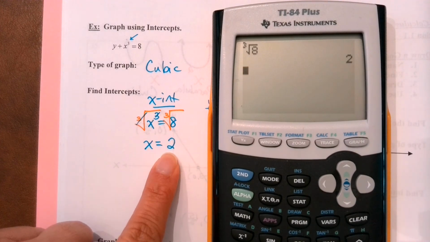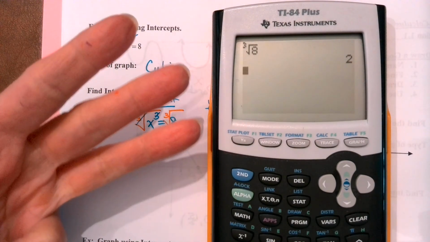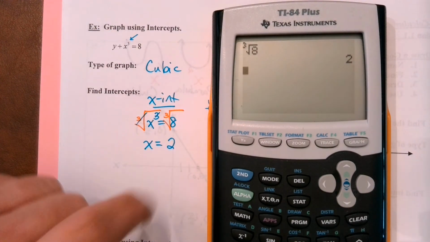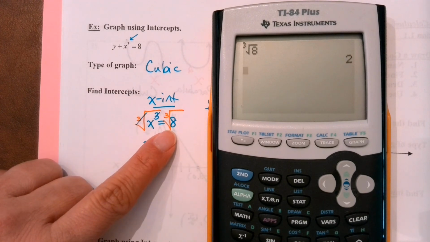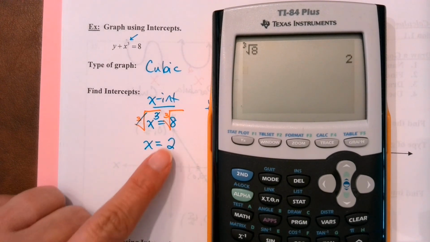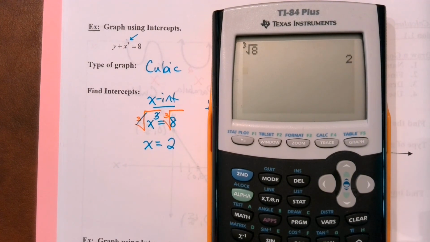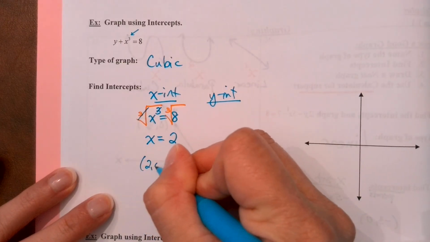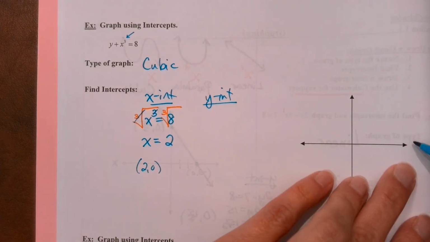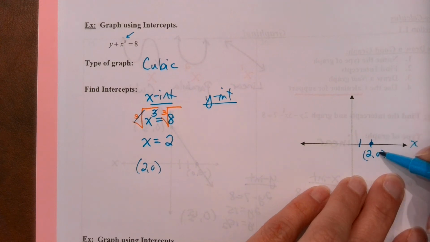And that comes out to be 2. And the question is, is it plus or minus? Does 2 times 2 times 2 make 8? Yes. Does a negative 2 times negative 2 times negative 2 make positive 8? No. So when you're doing the cubed root, positives come out positive, negatives come out negative. Remember? Okay, so the x-intercept is the point 2, 0. I'm going to go get that on my graph paper right away. 1, 2, 2, 0, there it is.